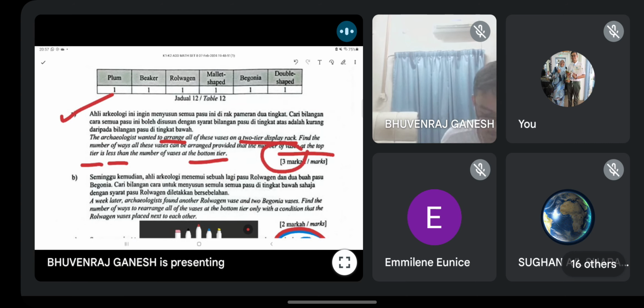Skema ada C ke? No need lah, C is more confusing. Because for me lah, arrange, right? Arrange should always be P, not C. Kalau susunan dia pasti P, bukan simbol C. Choose is C. Susun is P. So 1440.